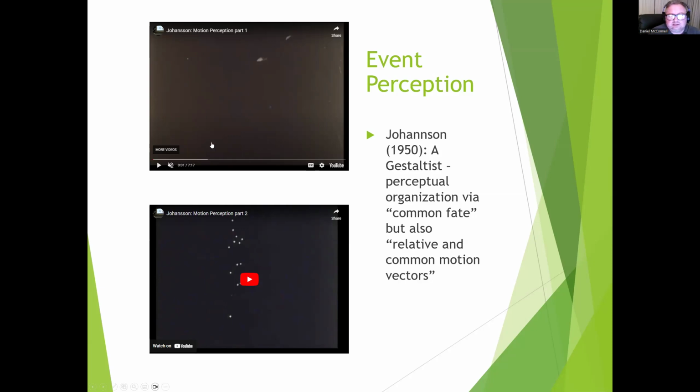And so we get these isolated points of light, hence why it's called a point light display, moving around. And we want to understand and think about what kinds of things a person could perceive from one or multiple moving points of light. And this is where we can maybe help to think about what perceptual vector analysis is.